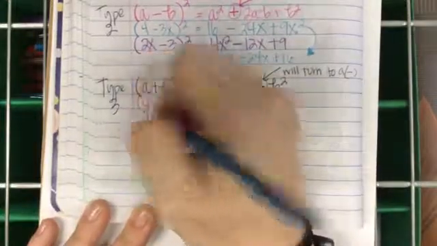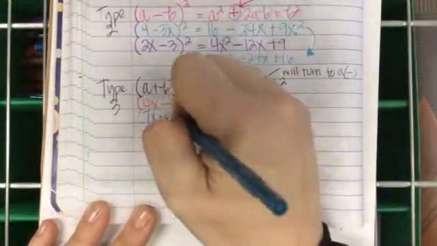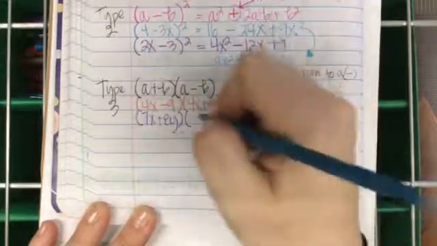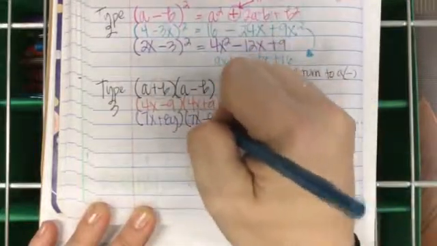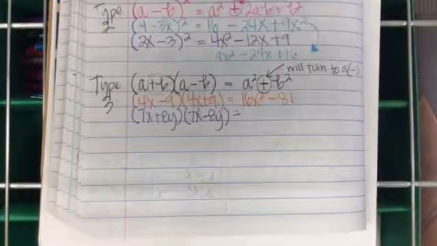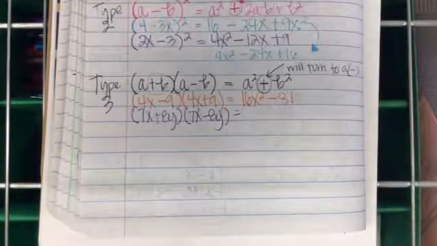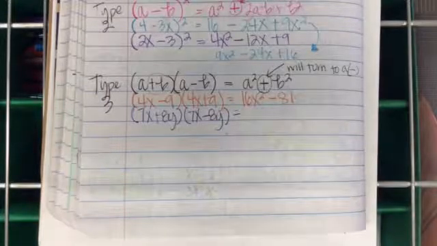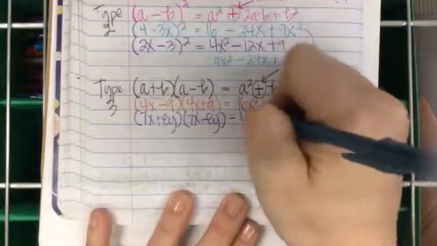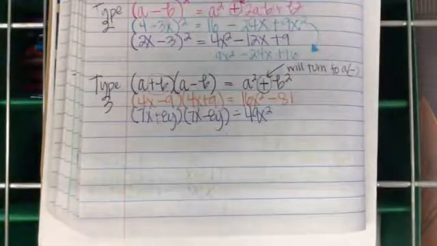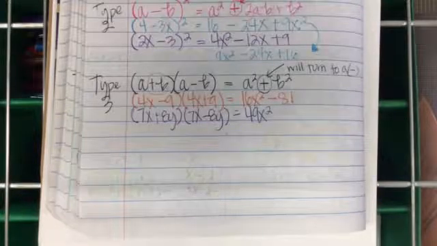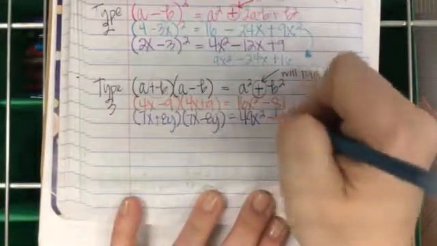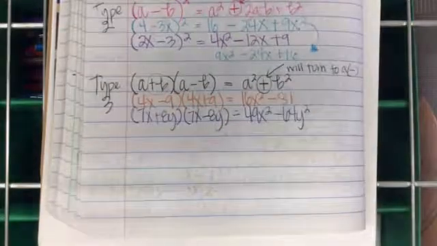7x plus 8y and 7x minus 8y. 7x times 7x is 49x squared. And 8y times negative 8y is negative 64y squared. And you're done.